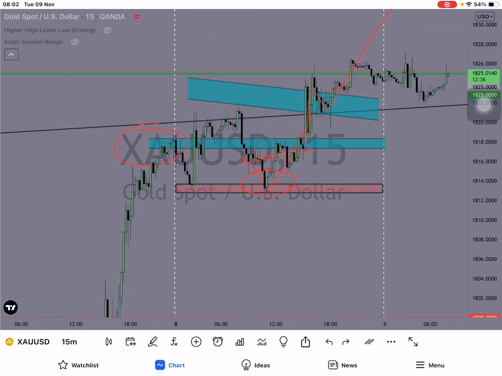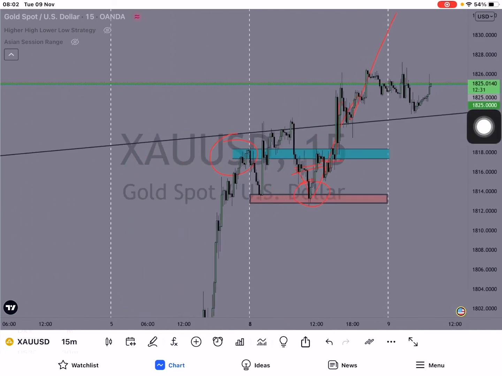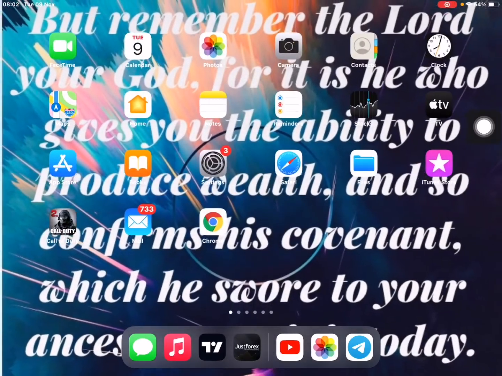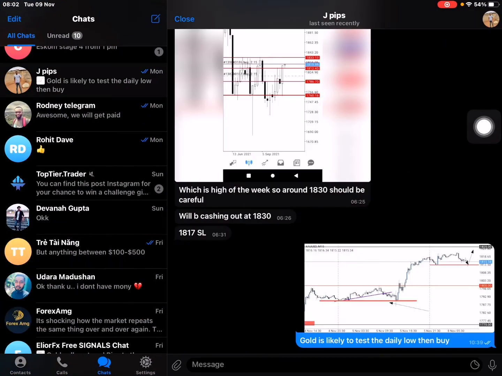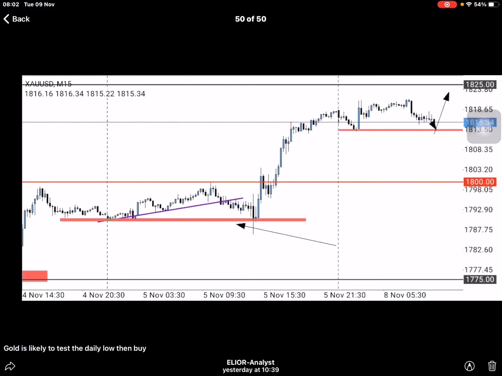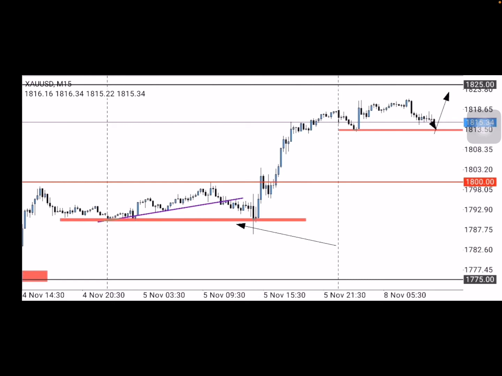So that's how I got the buy trade on gold. That's how I got the buy trade on GBPUSD. Let me go into my Telegram and show you that I did send this analysis out to a friend. And here it is. If you check the bottom left, I said gold is likely to test the daily low, then buy. So don't look at this middle section, just look at the right-hand side. That's the area where I indicated it would buy from, and it did, and the target was 1825, and we did hit that target. We went up to 1826 if I'm not mistaken, and that's generally how I got the trade.